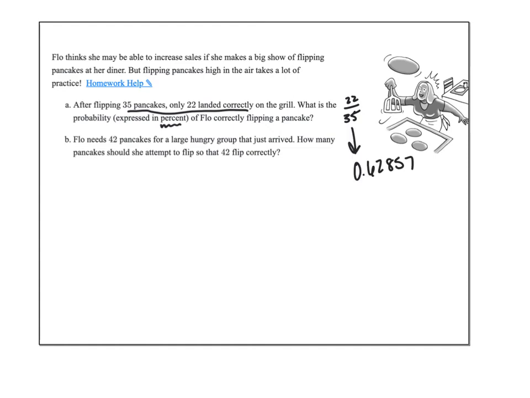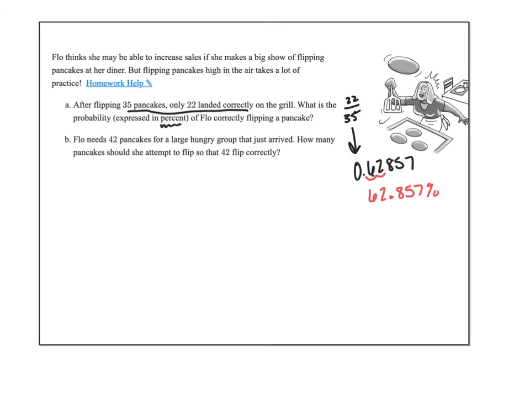So I turn that into a decimal, the first 5 decimals, which is way more places than I need, is 0.62857. So if I want to make that a percent, I'm going to make that 62.857%.